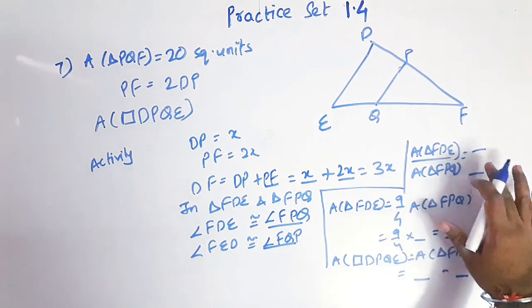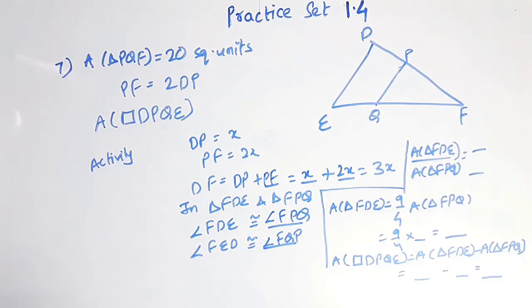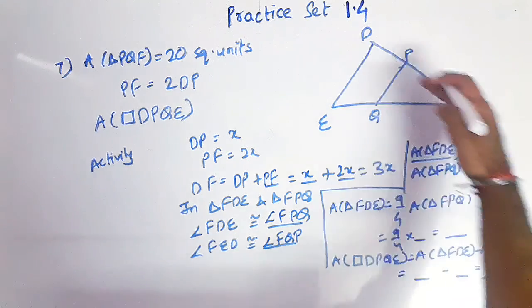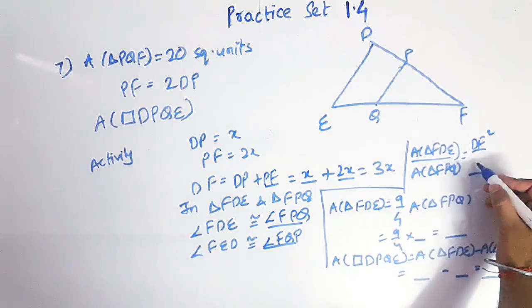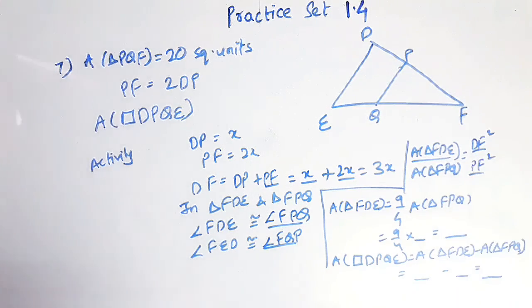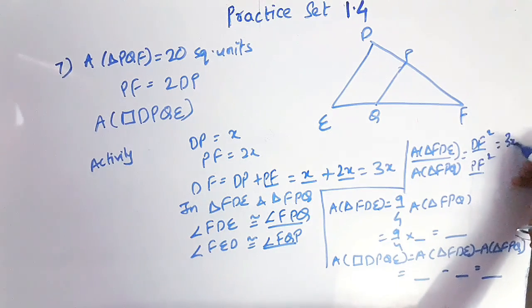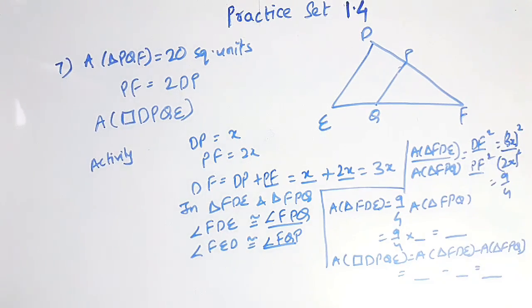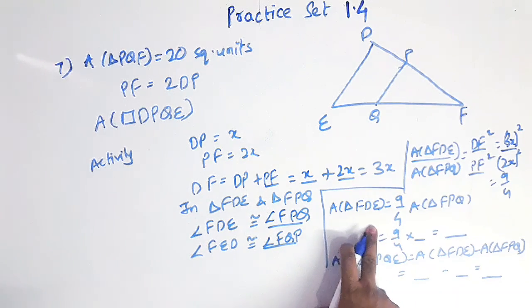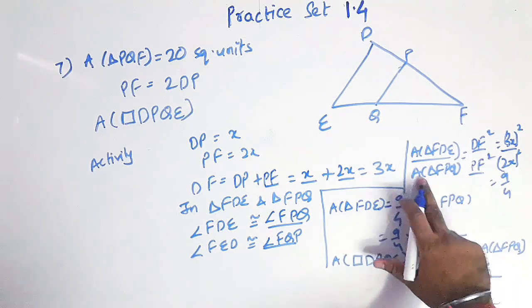Now once the triangles are similar, they have asked us to write this: DF square upon PF square. Only then we can get 3x square upon 2x square. So this will become 9 upon 4. X will get cancelled. Now we'll come here. Area of triangle FDE, they have given, is 9 upon 4 times area of triangle FPQ.